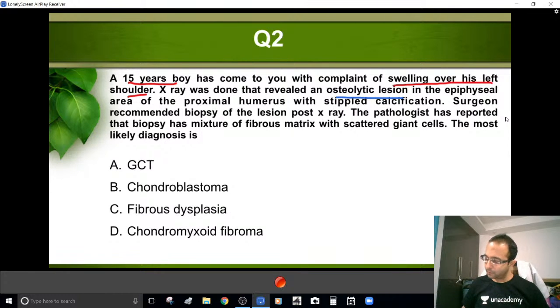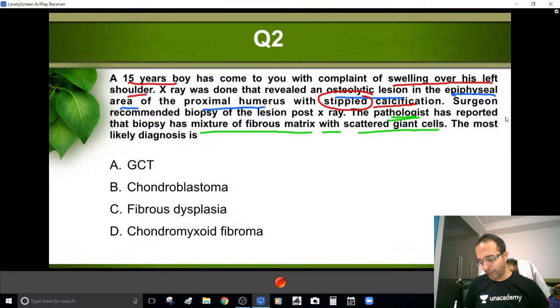Osteolytic lesion is there in the epiphyseal area of the proximal humerus, and something that you can see, stippled calcification. Now the surgeon has recommended the biopsy and the biopsy has been done, and this is the report from the pathologist: a mixture of fibrous matrix with some scattered giant cells. And you've been asked about the most likely diagnosis.